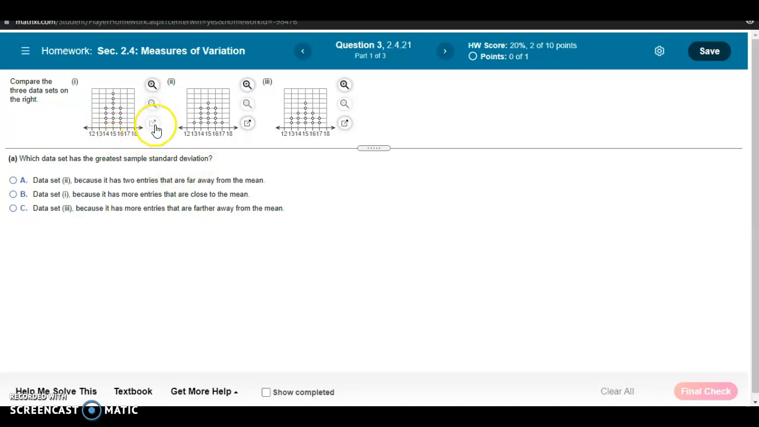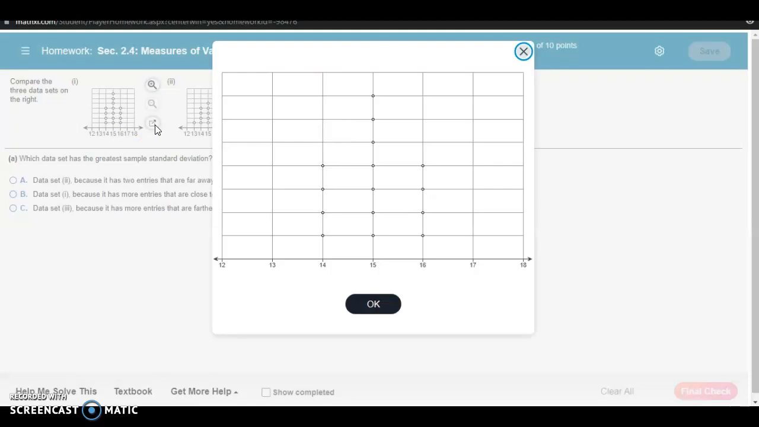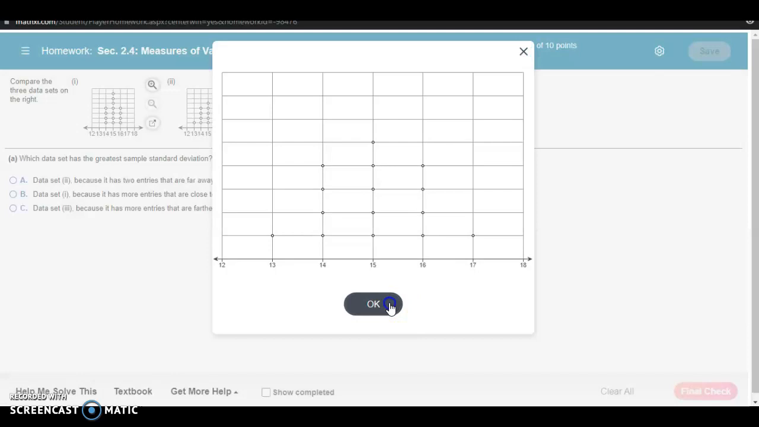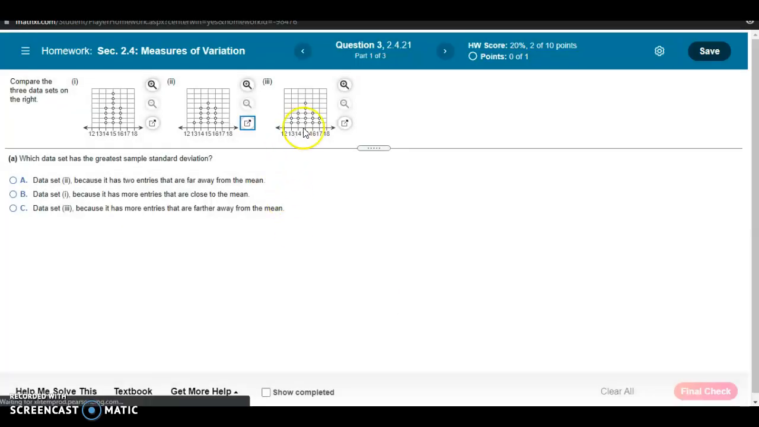Okay, so if you view these graphs closely, the dots might be hard to see, but basically you've got 4 data values equal to 14, 6 data values equal to 16, and then, actually, 7 data values equal to 15. Okay, so all these graphs look roughly symmetric. So basically you're looking for the data set that's more spread out than the others.